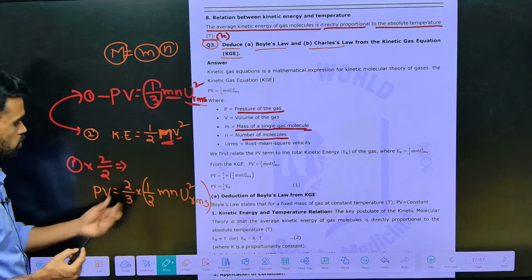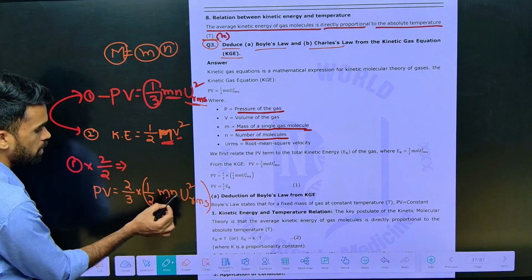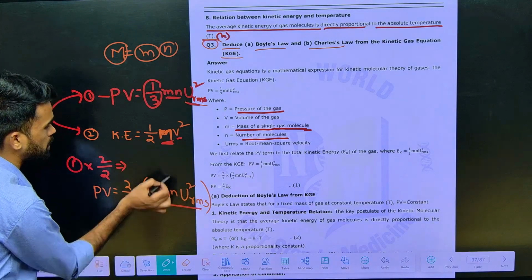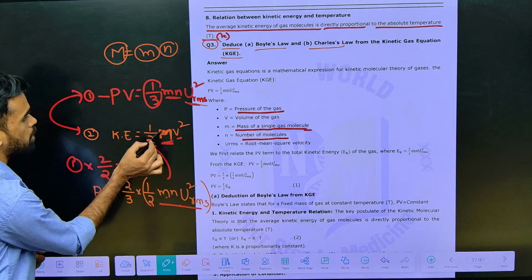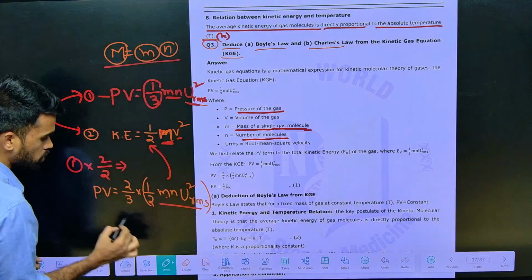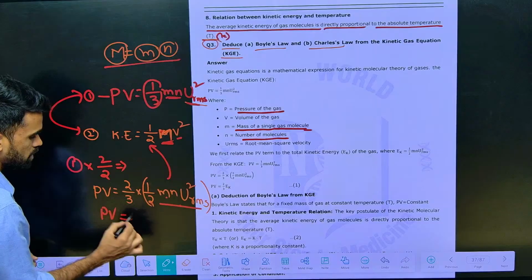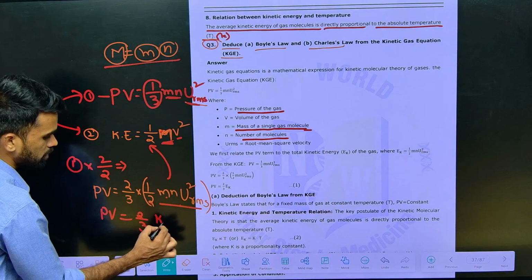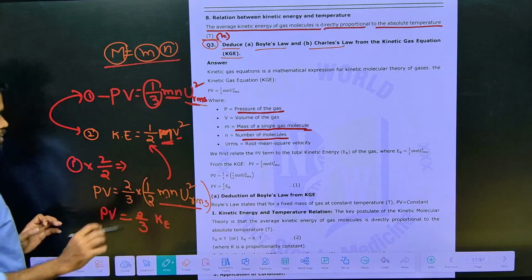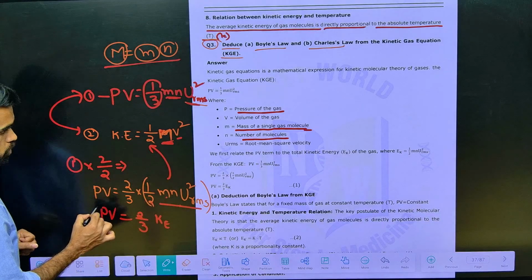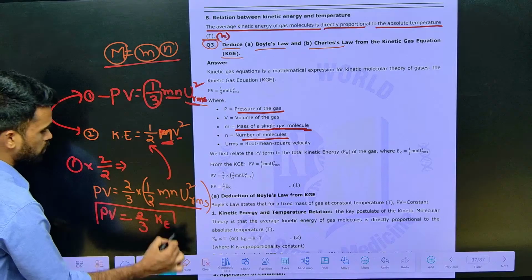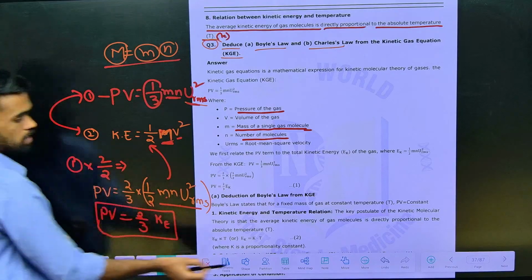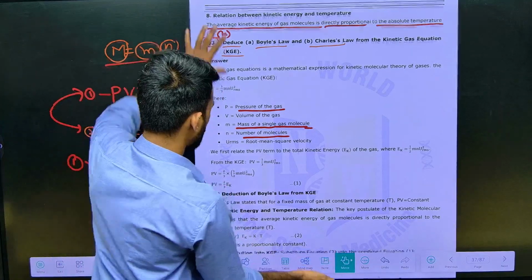After knowing this, half m n u square RMS is nothing but kinetic energy. This capital M I already mentioned. So PV equals 2 by 3 KE, that is kinetic energy. That's it. Up to here it is clear now. So PV equals 2 by 3 KE, we got.